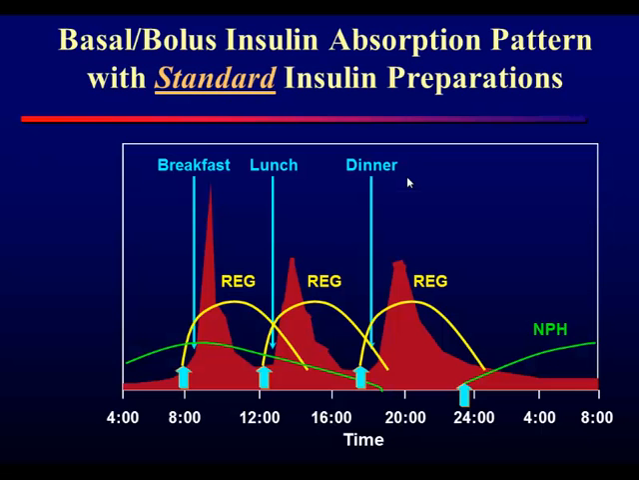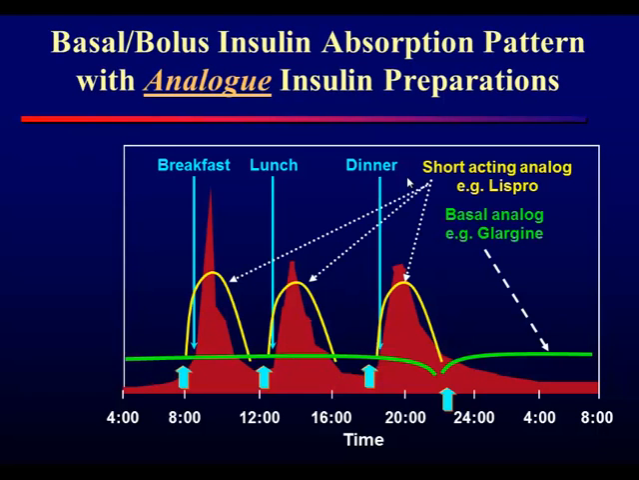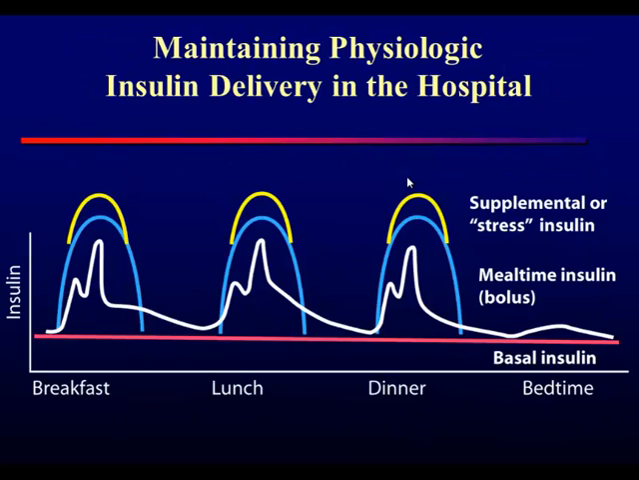So if you just gave regular and NPH insulin, you see there's not a very good overlap with the normal, shown in the red here. If you use a short-acting insulin and the glargine, it's still not perfect, but it's a lot better than the other insulins to try to reproduce the normal. So again, we're giving insulin as basal, we're giving mealtime insulin, and we're giving stress or correctional insulin.